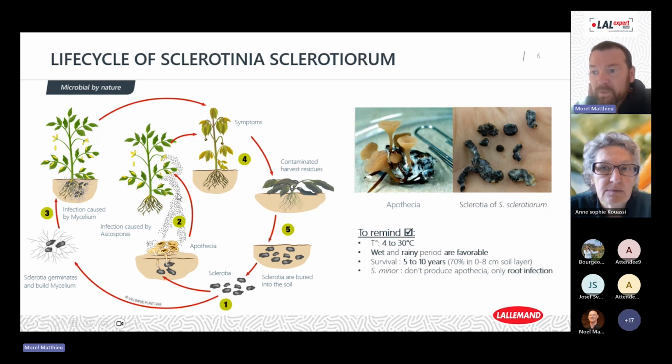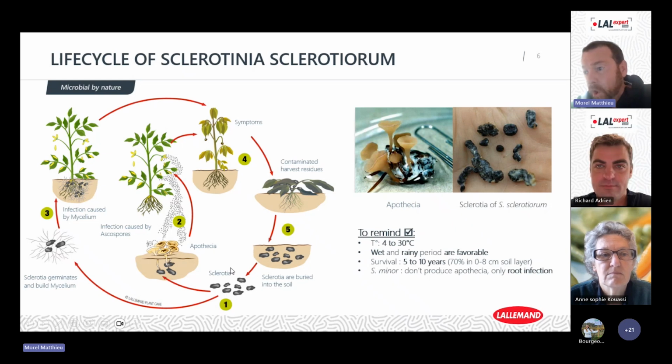And these spores will contaminate the aerial part of the plant. The most sensitive part of the plant is, of course, the flower, which is highly sensitive to the spores. When the spores fall on the flower, they will contaminate the plant and the aerial part will be fully attacked. So two ways, the roots and the aerial part. But it all starts from the sclerotia, because it is the sclerotia that will germinate and give you this contamination.